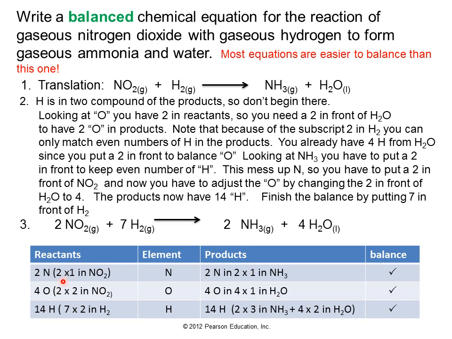Check it out. For nitrogen, 2 nitrogens and 2 nitrogens. Oxygen, 4. Hydrogen, 14. 2 times 3 is 6. 4 times 2 is 8. 6 and 8 are 14 hydrogens. Check, check, check. Balanced.